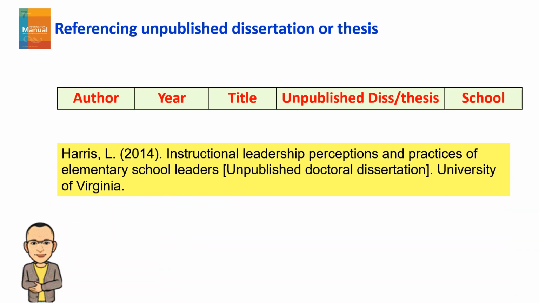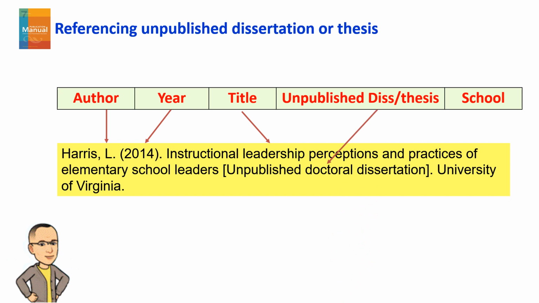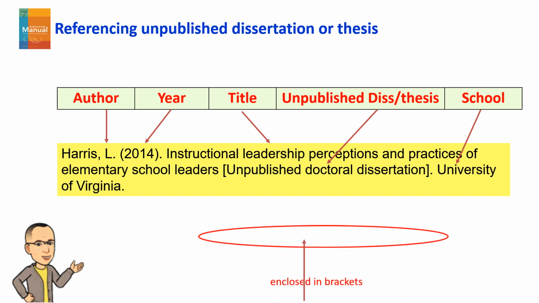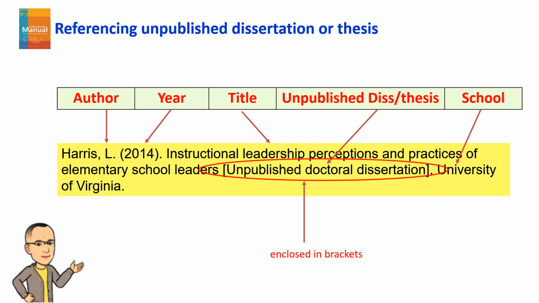Referencing an unpublished dissertation or thesis. This follows the pattern: name of author, year of submission, title of the research, category of the research, name of school. Please note that the category, unpublished doctoral dissertation, is enclosed in brackets.